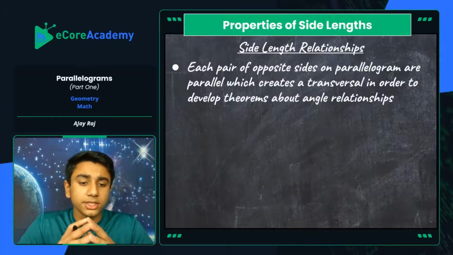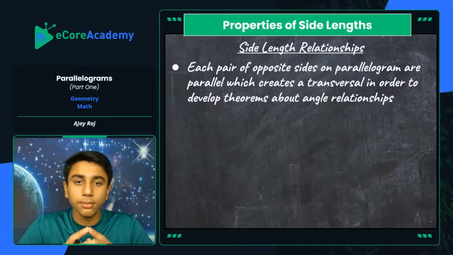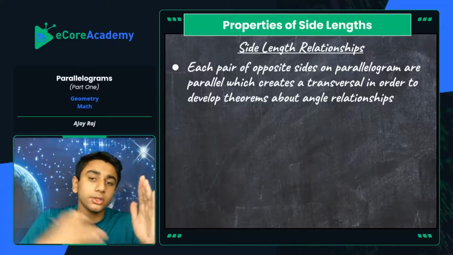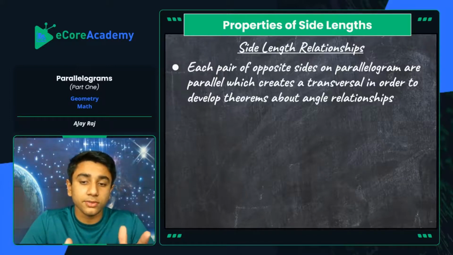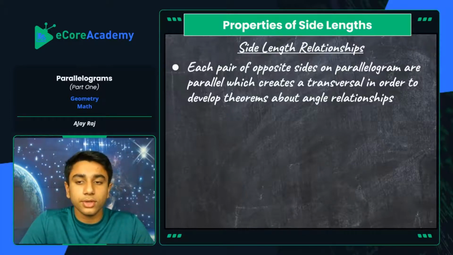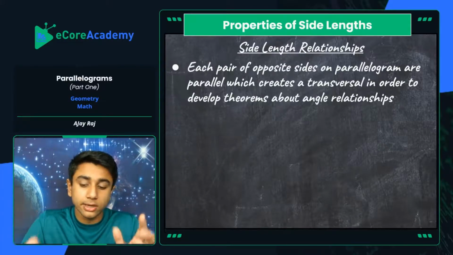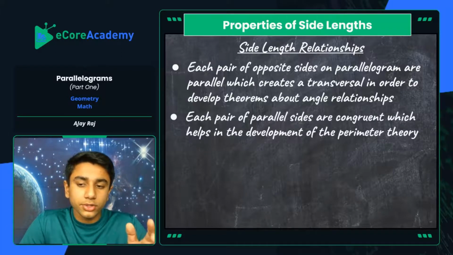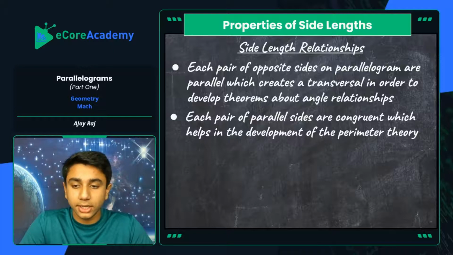But something that's going to be created: if we take a look at the top and bottom of a parallelogram, they're going to develop a transversal, because one side, when it intersects 2 parallel sides, is the definition of a transversal. And with those transversal relationships, we can create theorems about the interior angles of the parallelograms themselves and create those relationships amongst angles. Each pair of parallel sides are congruent, which helps in the development of the perimeter theory itself, in which we multiply each distinguished side by 2 and add them together.